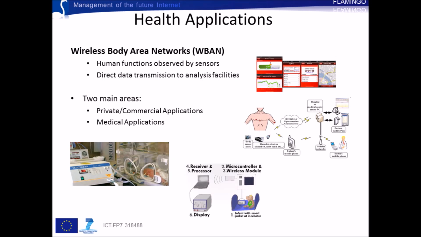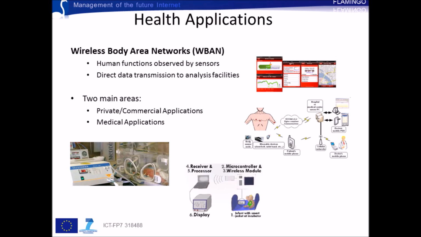Wireless sensor networks can also be applied in health applications. In this case, we are speaking about wireless body area networks. The idea here is that human functions are observed by sensors, and the data is directly transmitted to an analysis facility. Here we have two main areas: private commercial applications and medical applications. Examples for private commercial applications are the Nike Plus or the Adidas solution, which recognize where you are walking, watch your heartbeat and map it to your sports activity.